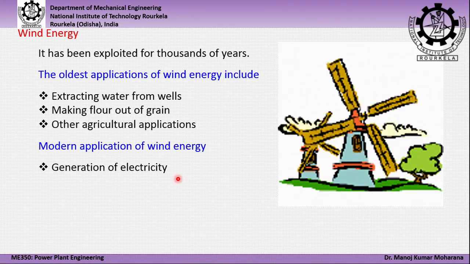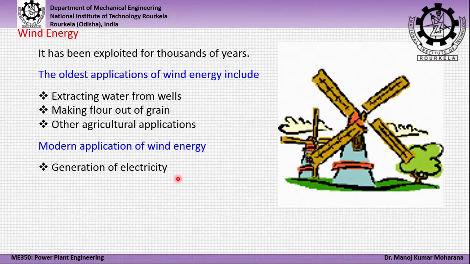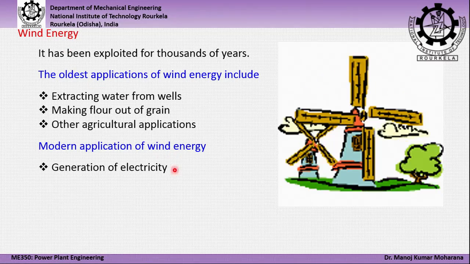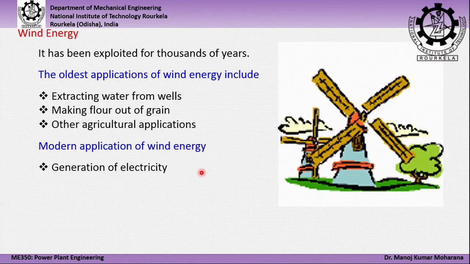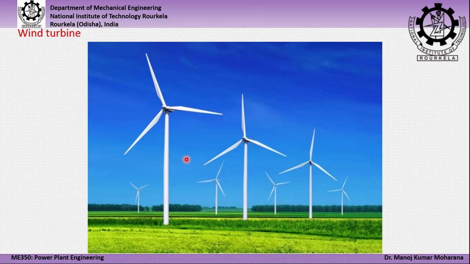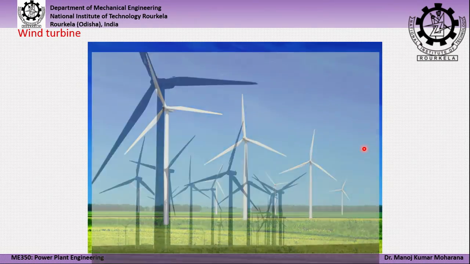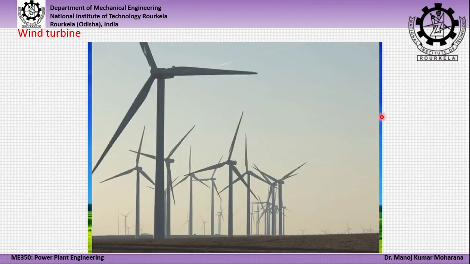And in recent times, with the development of science and technology, wind energy has also been used for generation of electricity. This shows the actual photograph of a wind turbine, where you can see a tall structure above which the turbine is mounted, and it has 3 blades. Here you see how this wind turbine is rotating.